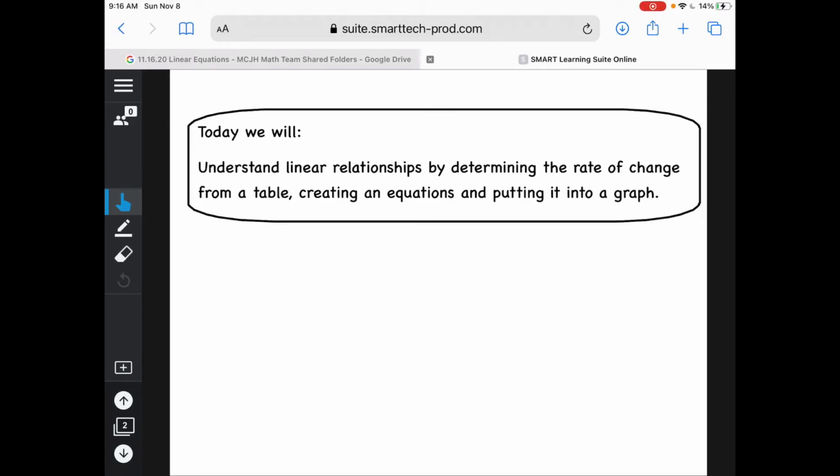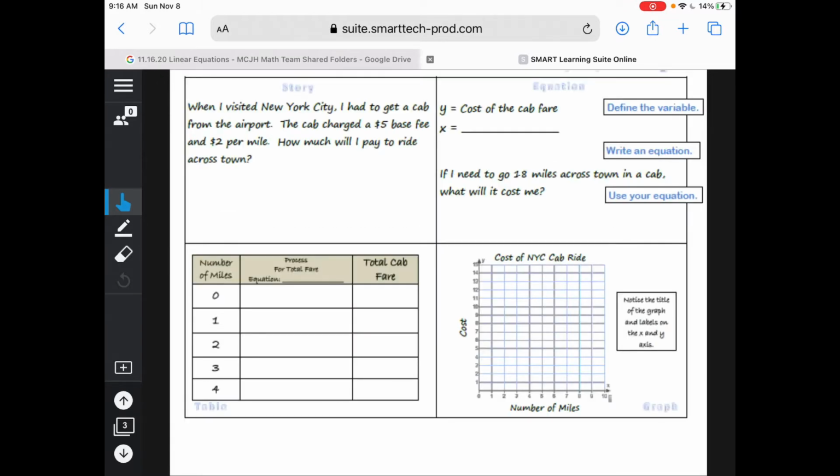Hello Gators, welcome back. Today we will understand linear relationships by determining the rate of change from a table, creating an equation, and putting it into a graph.